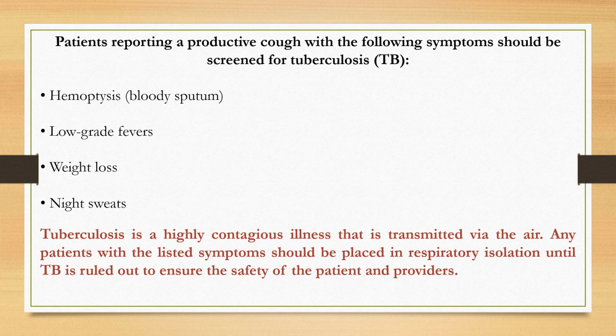Patients reporting a productive cough with the following symptoms should be screened for tuberculosis. They are hemoptysis or bloody sputum, low-grade fevers, weight loss, and night sweats. Tuberculosis is a highly contagious illness that is transmitted via the air. Any patient with the listed symptoms should be placed in respiratory isolation until TB is ruled out, to ensure the safety of the patient and providers.